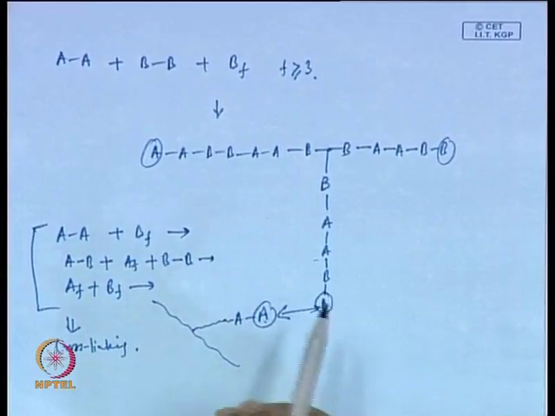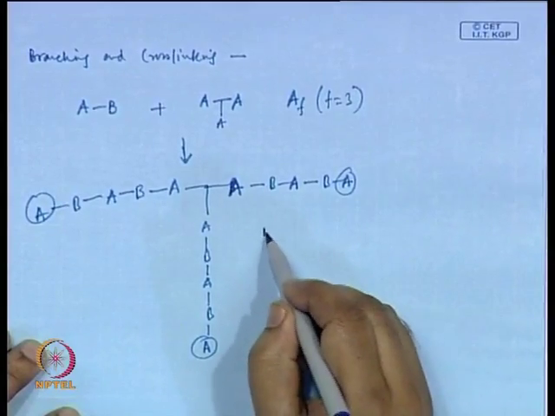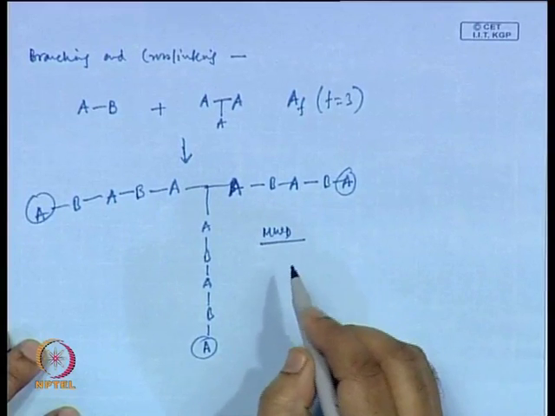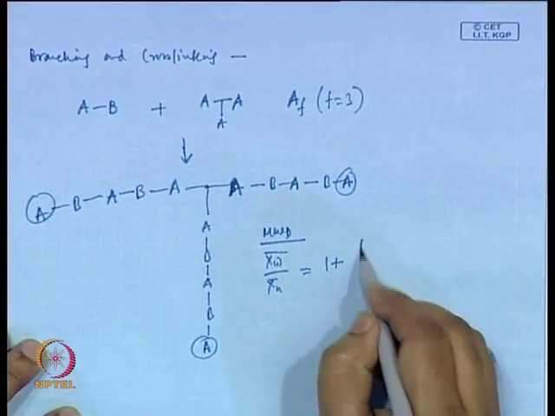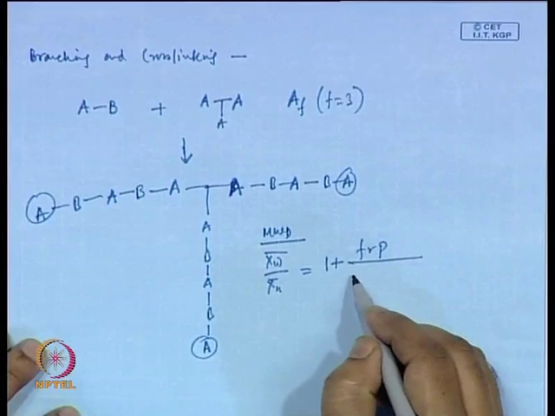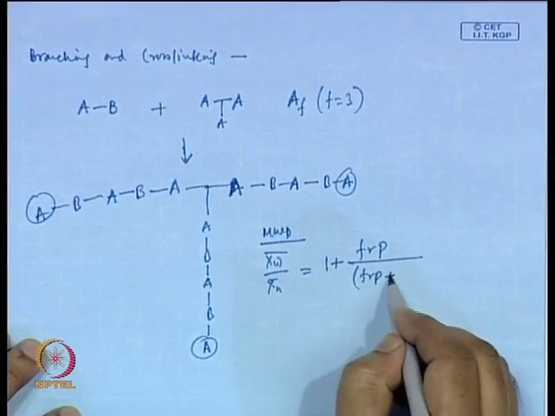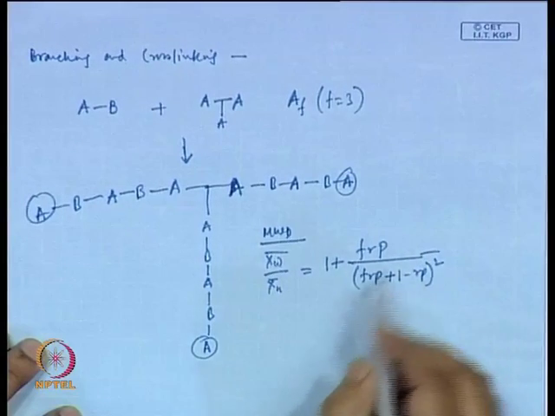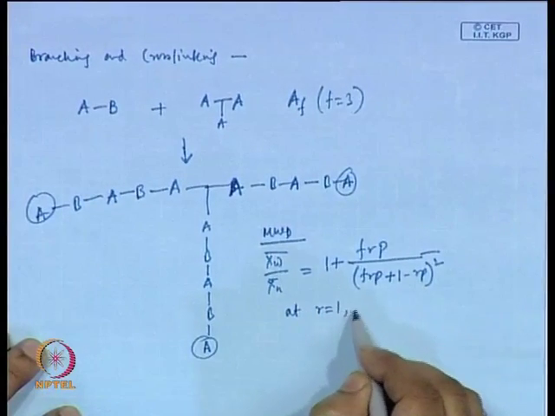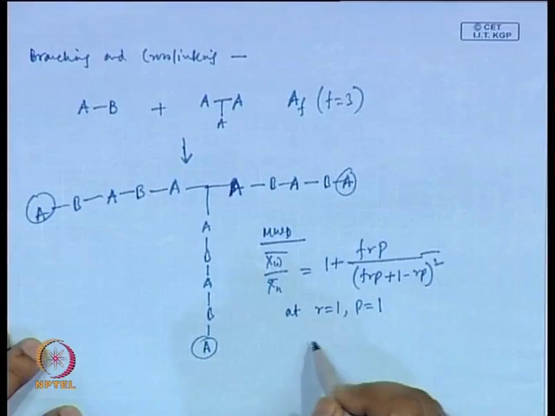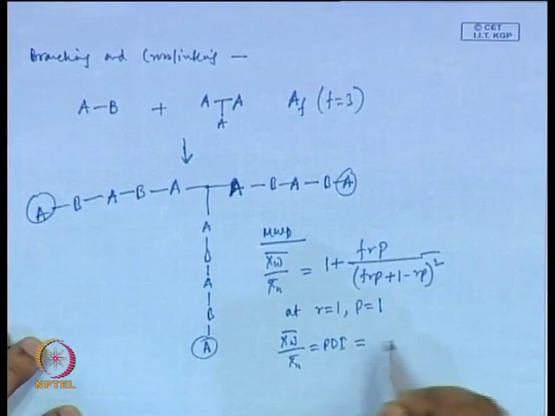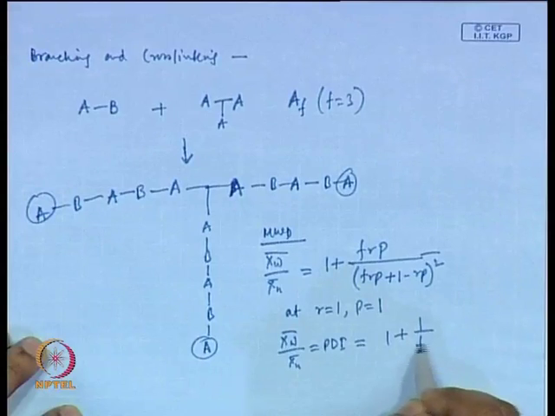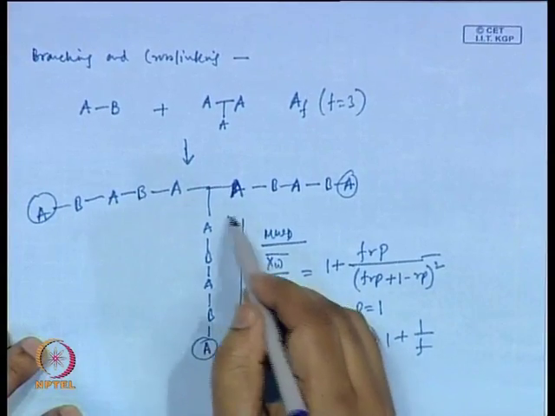Now, what is the molecular weight distribution in this case? I go back to this and write the molecular weight distribution again without going into the derivation, where Xw by Xn is given by 1 plus f r p, you know all the terms here, f r p plus 1 minus r p square, and at r is equal to 1, p is 1, this Xw by Xn, which is the polydispersity index, will land up as 1 plus 1 by f. So, that is your molecular weight distribution.